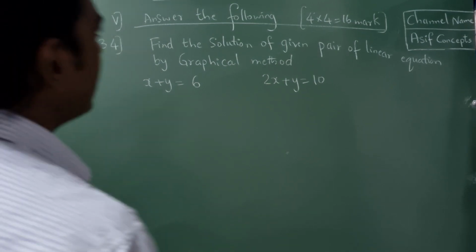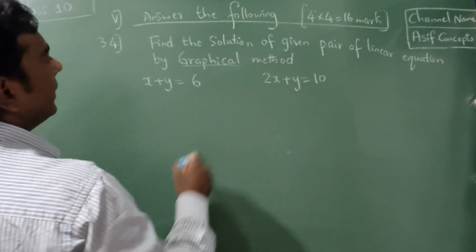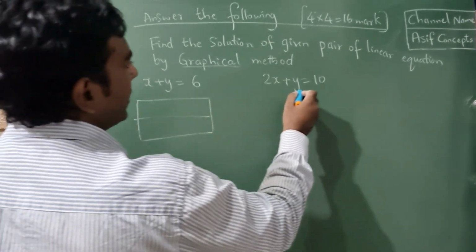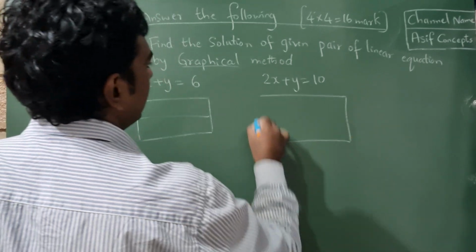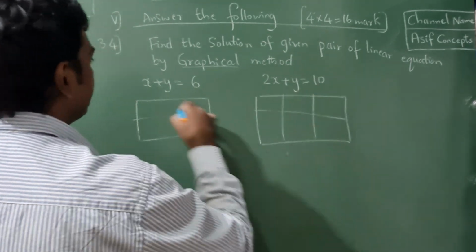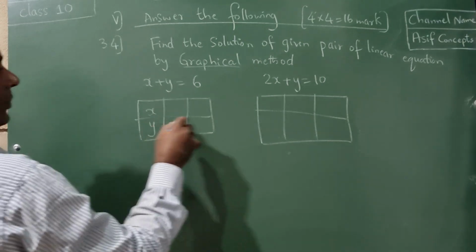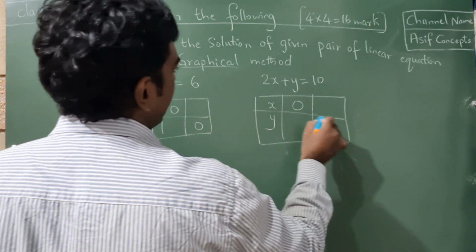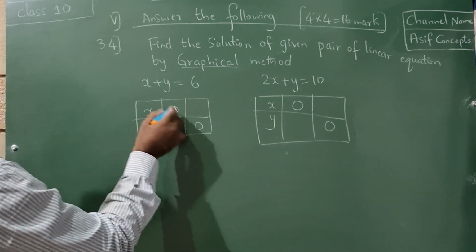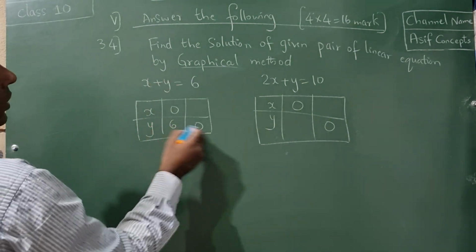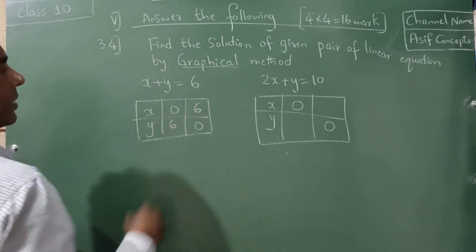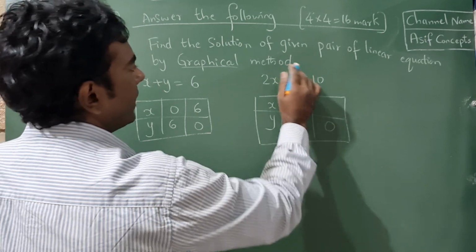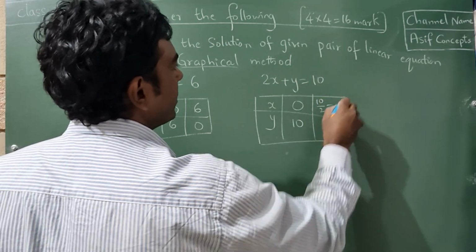Now the 34th question is a 4-mark question and you need to solve it by graphical method. x plus y is equal to 6 and 2x plus y is equal to 10. Write here x, y. Always take once x as 0, and once y as 0. If you take x as 0, then y will become 6. If you take y as 0, then x will become 6. For the second equation, if you take x as 0, then y will become 10. And if you take y as 0, then x will become 10 by 2, which is 5.